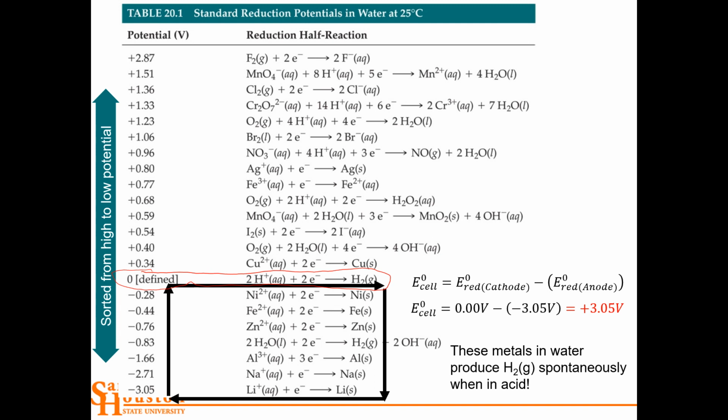And so we have the reduction, and we have minus the negative 3.05, so we have a positive cell potential of 3.05 volts for lithium metal becoming lithium ion and hydrogen ion becoming hydrogen gas. So if you'll notice, any of these metals below hydrogen would produce H2 gas spontaneously in acid. So if you put acid in contact with nickel, it's going to spontaneously generate hydrogen gas.